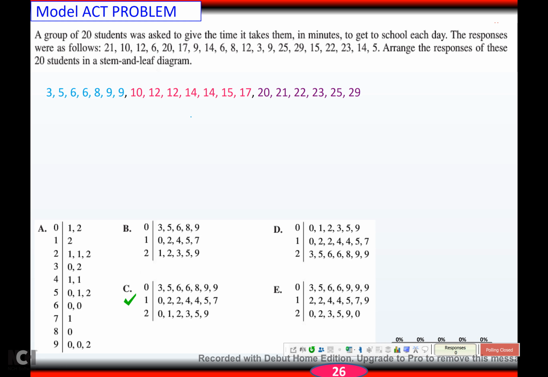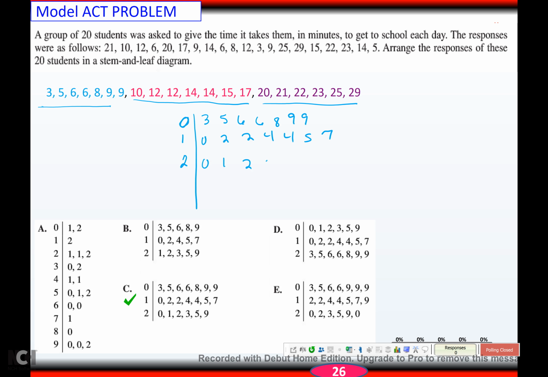Alright, if I was doing this, we have numbers in the ones, which means the stem would be 0. We have numbers in the tens, which means the stem would be 1. And we have numbers in the 20s, which means the stem would be 2. And again, I put them in order for you just to save time. Your ones are 0, 3, 0, 5, 6, 6, 8, 9, and 9. In your tens, I have a 10, a 12, a 12, a 14, a 14, a 15, and a 17. And in my 20s, I have a 20, 21, 22, 23, 25, and 29. And that's the one that matches it.